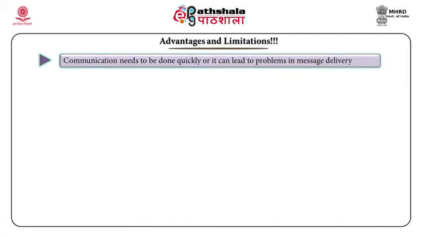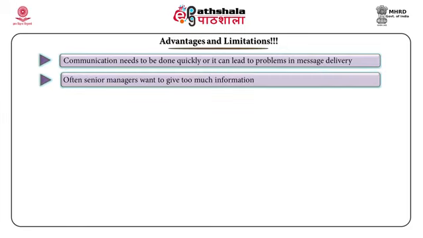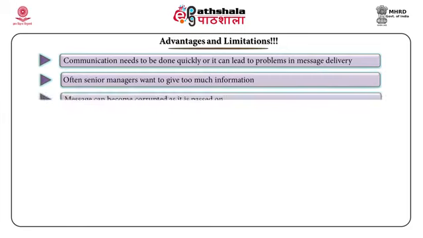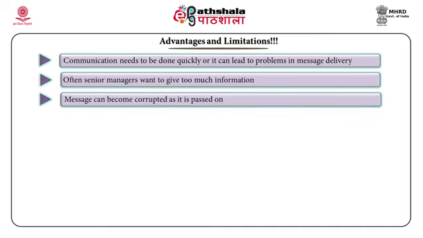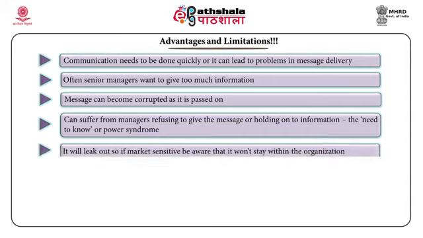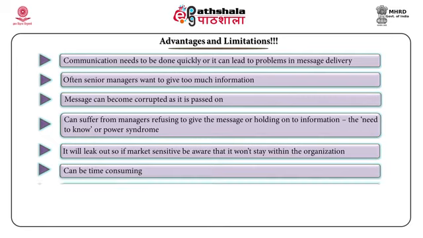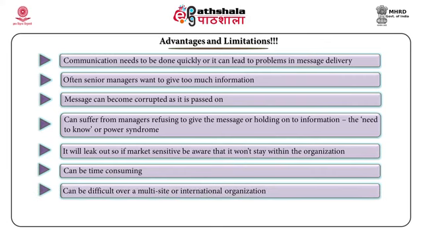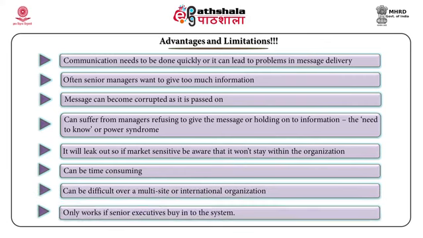First, communication needs to be done quickly, as delay can lead to problems in message delivery. Often senior managers want to give too much information. The message can become corrupted as it is passed on, and can suffer from managers refusing to give the message or holding on to information, the need-to-know or power syndrome. It will leak out if it is market sensitive, so one needs to be aware that it won't stay within the organization. This type of communication can be time consuming. It can become difficult over a multi-site or international organization and only works if senior executives buy into the system.